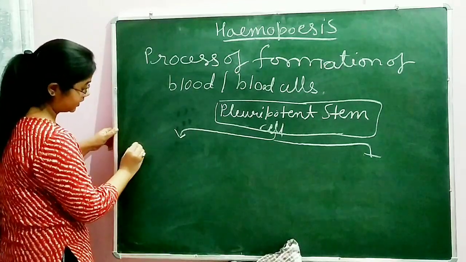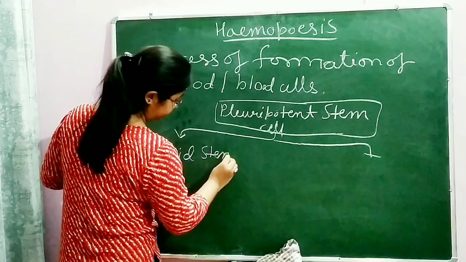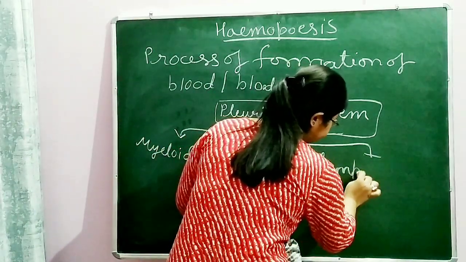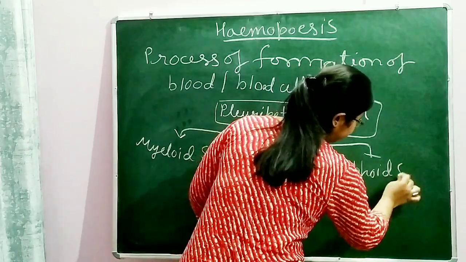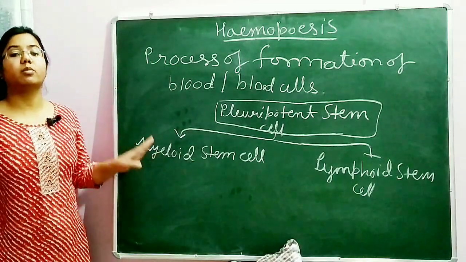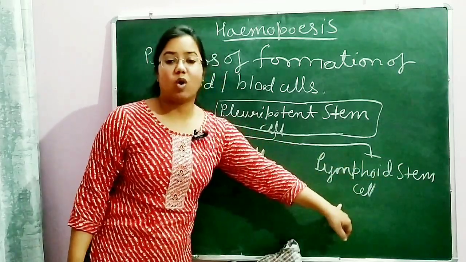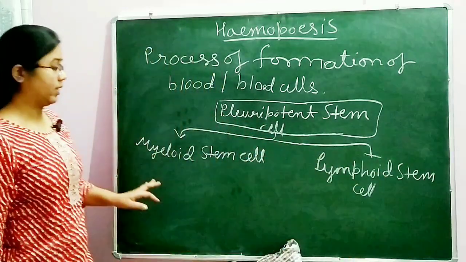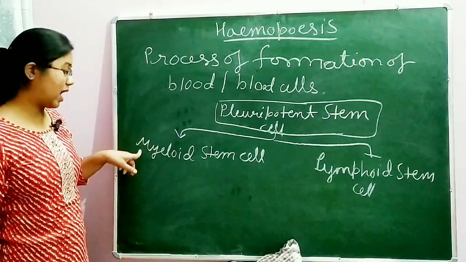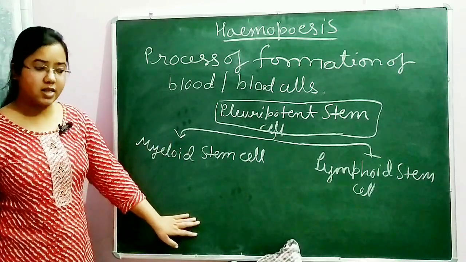It is further divided into progeny of two series of cells, that is the myeloid stem cell and the lymphoid stem cell. The myeloid stem cell forms blood cells of the myeloid series, and the lymphoid stem cell forms the lymphoid series blood cells. First we see how the myeloid stem cell is further divided and how the myeloid series blood cells are formed.